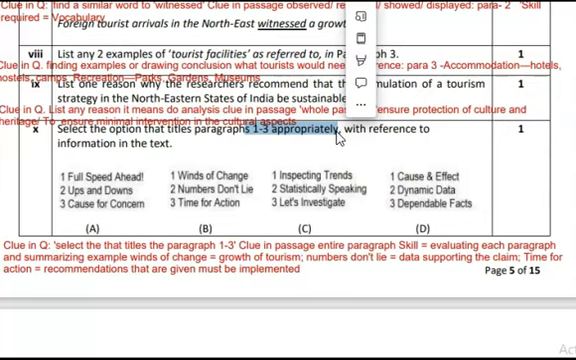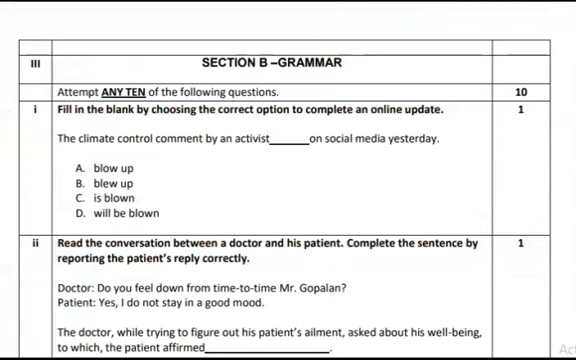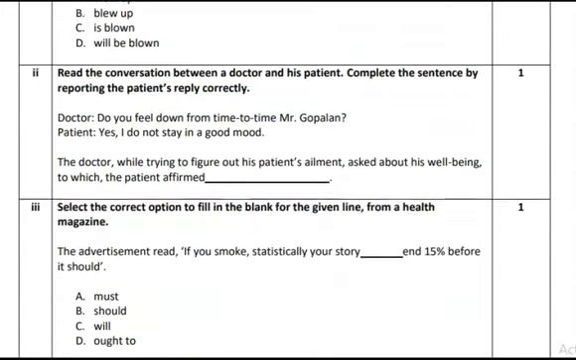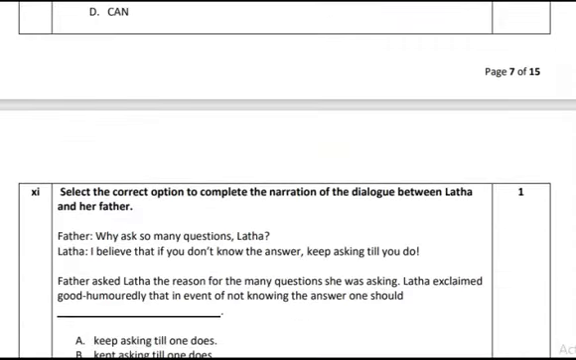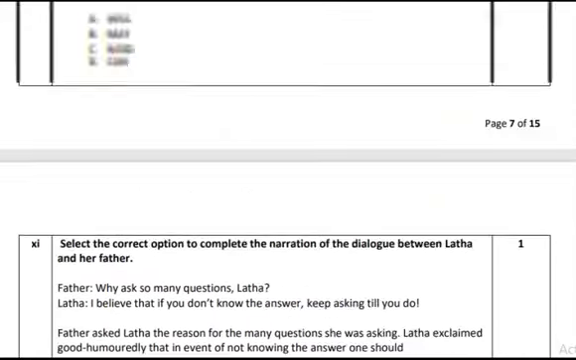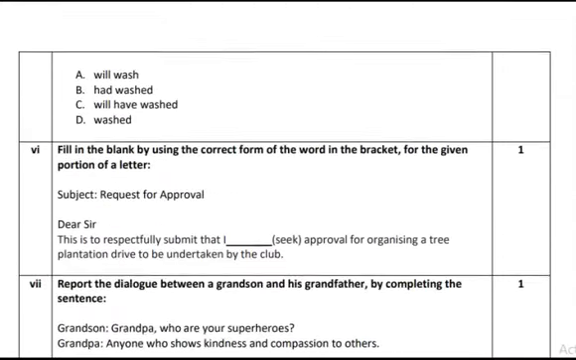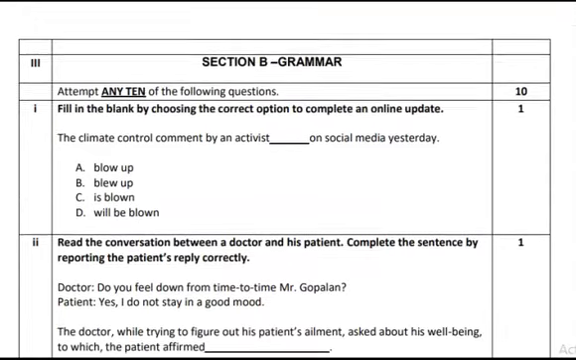Now, after we have done the passage, let me show you how you can get 10 by 10 marks in grammar with a little practice. So let me take you to the grammar section. Now, let us move to section B, grammar. Here you will be given 12 questions, as you can see on the screen. Out of these 12 questions, you have to attempt any 10 as per the instruction given at the top of the section.